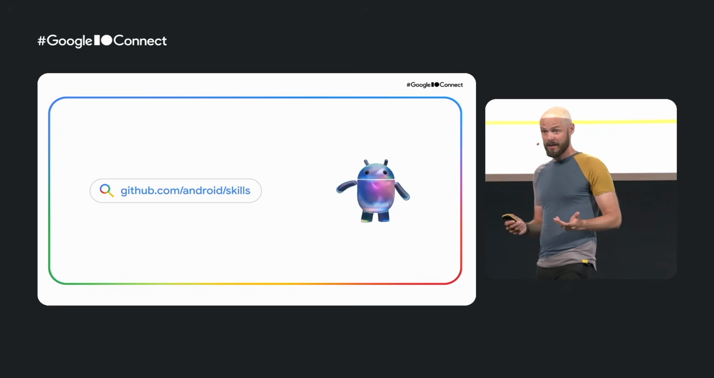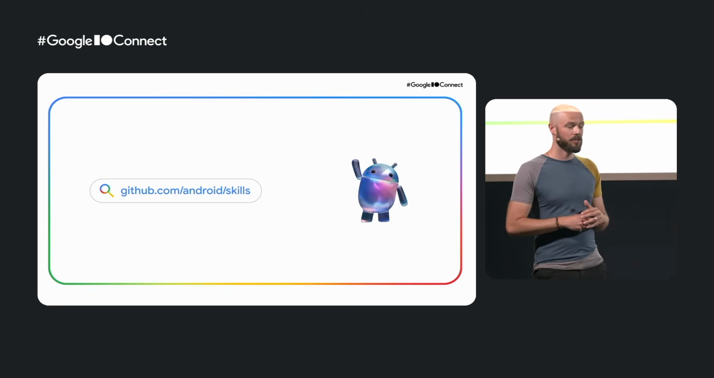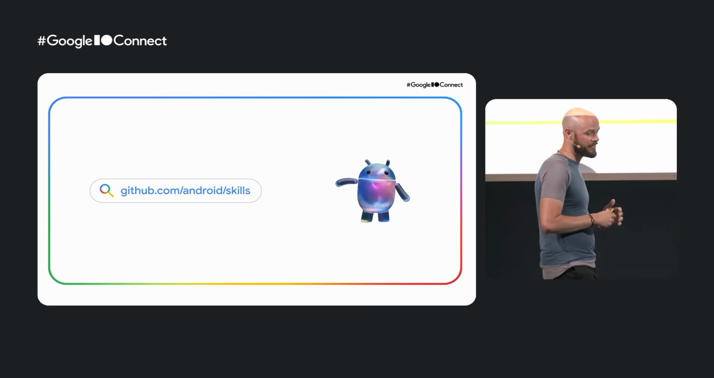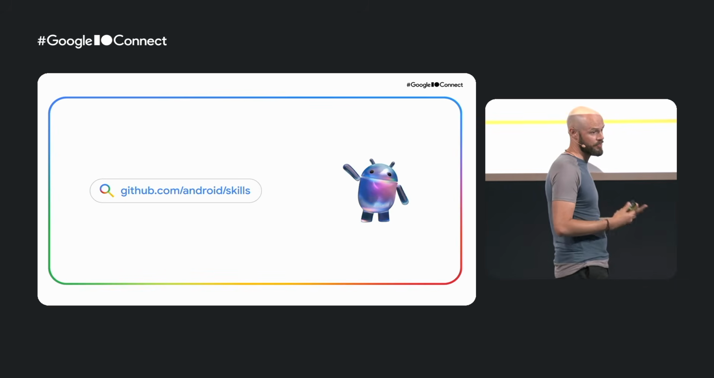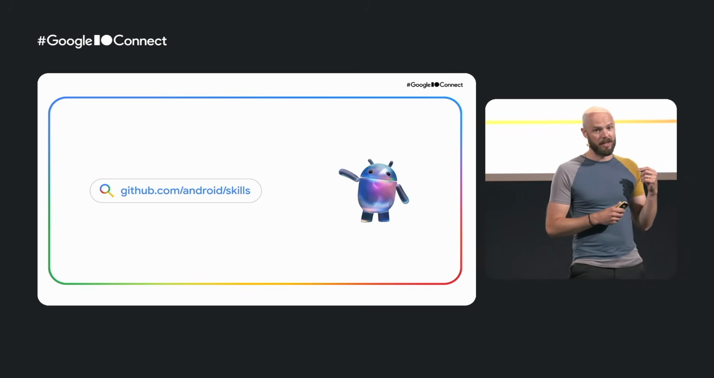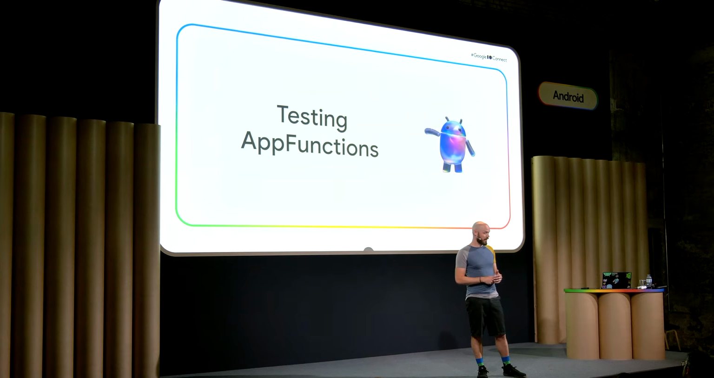You also have something available for you, which is the skill. Simona will talk about skills later, so I won't go into too much depth. This skill plugs into your favorite IDE, like Android Studio, and it allows you to act as a coding assistant where it knows everything about the AppFunctions SDK, all the things that you can and want to do. And like I said, you want to test those app functions.